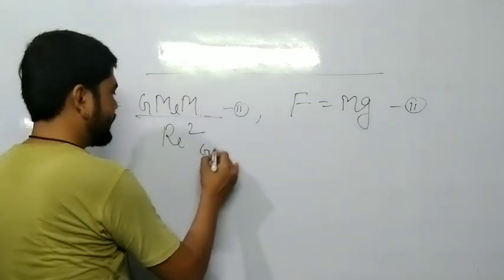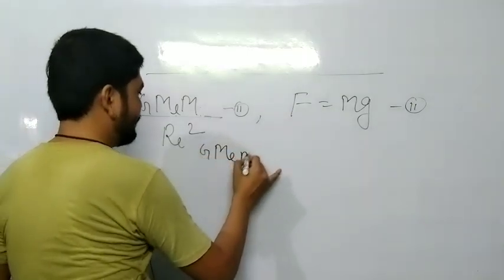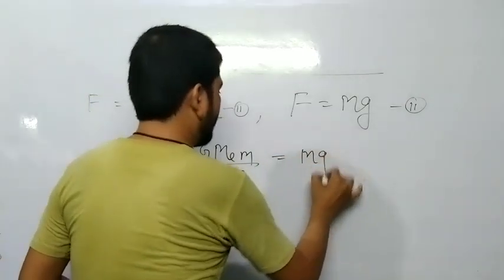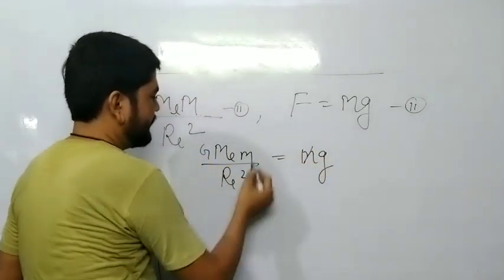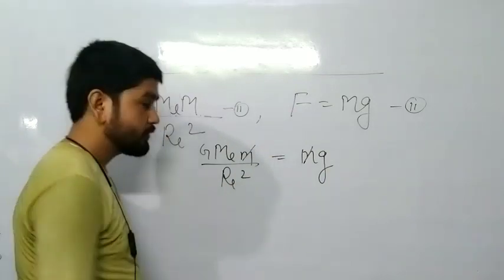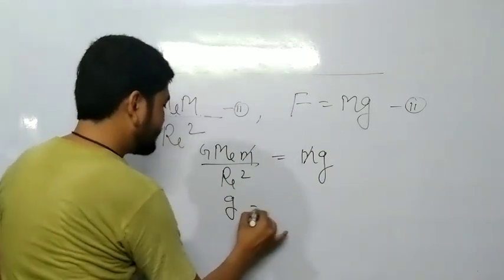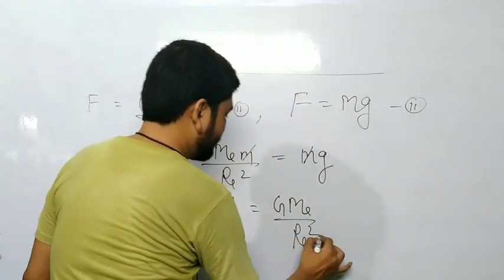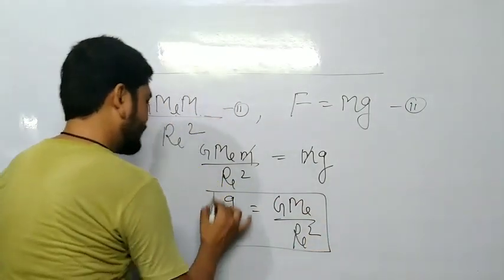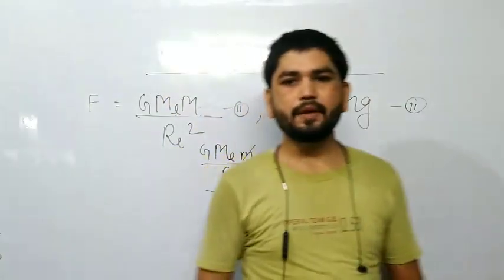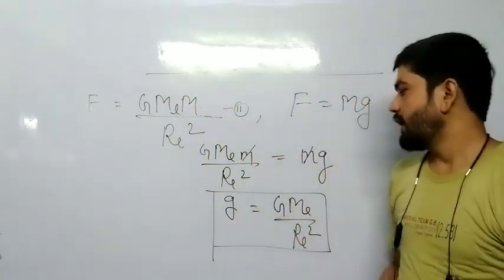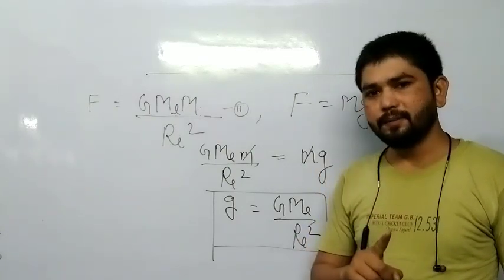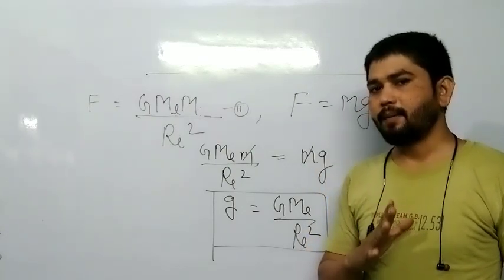So we can write here G M E M upon R E square is equal to mg. Now this m and this m are cancelled. So what is coming? g is equal to G M E upon R E square. So this is the relation between small g and capital G.